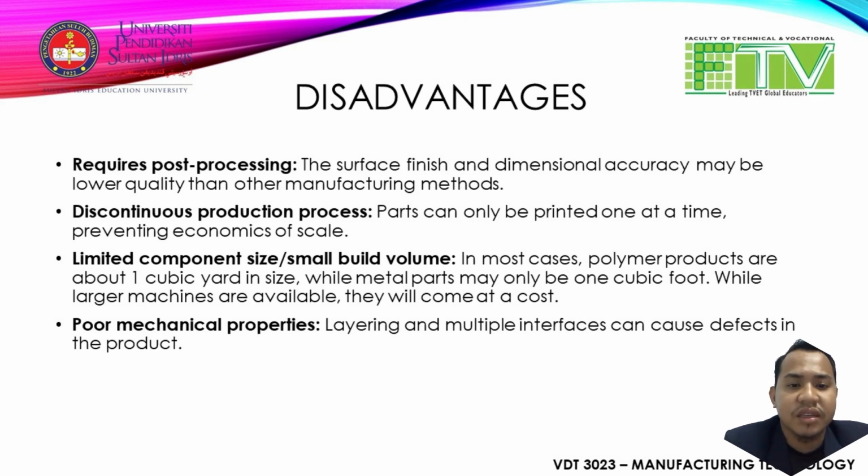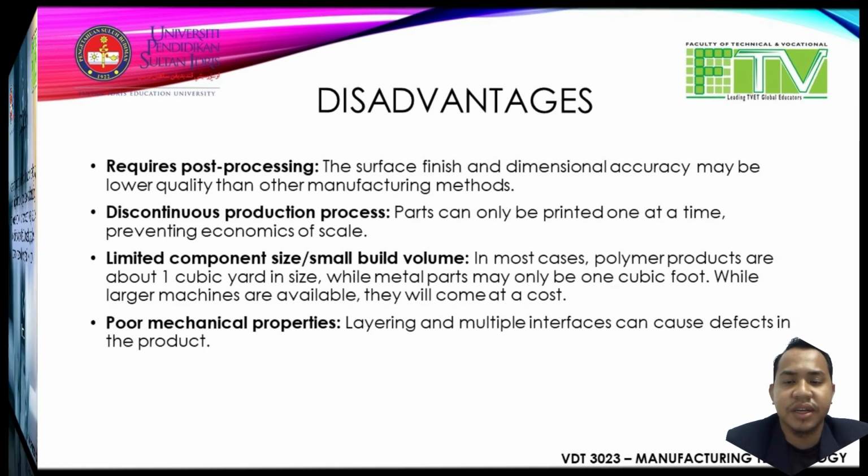Limited component size or small volume. The disadvantage of AM is that the component size is small; in most cases polymer products are about 1 cubic yard in size, while metal parts may only be 1 cubic foot. While larger machines are available, they will come at a cost. Poor mechanical properties: layering and multiple interfaces can cause defects in the products.